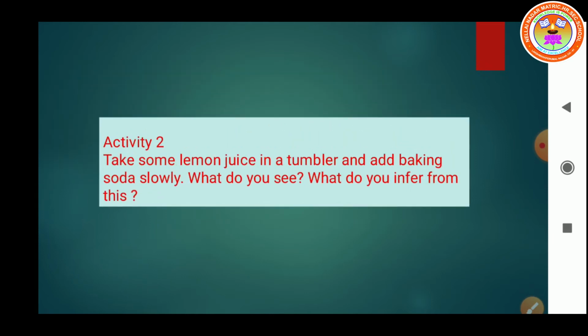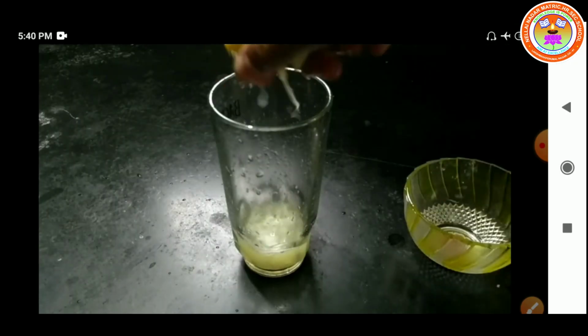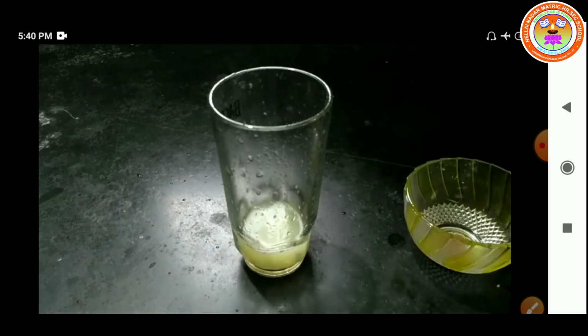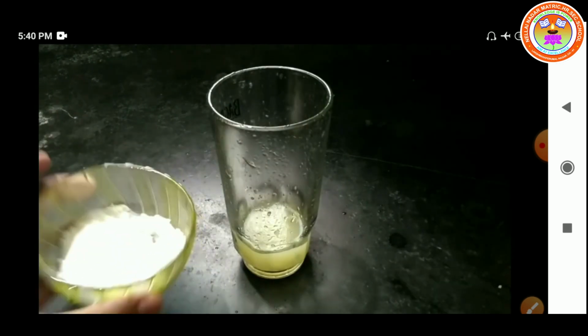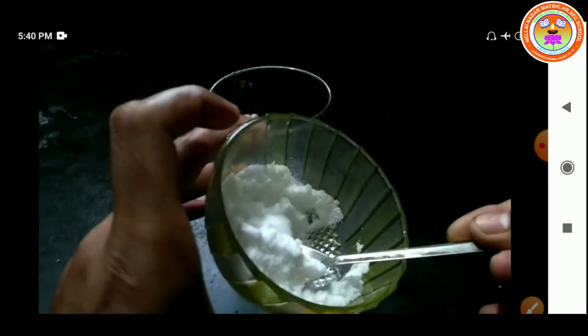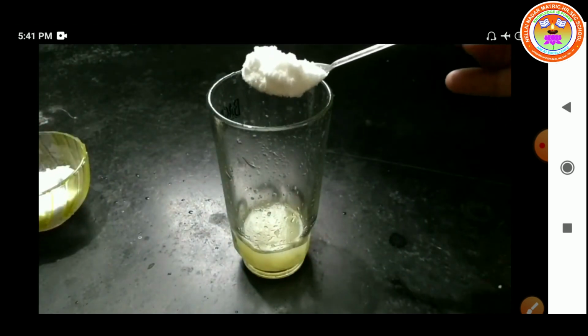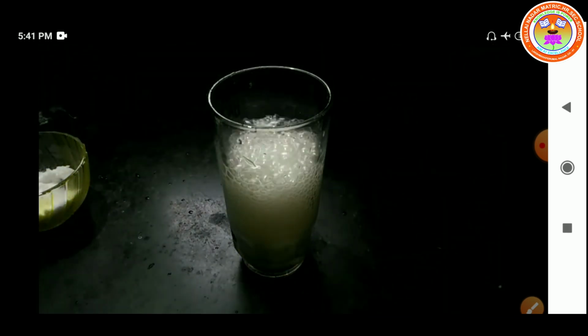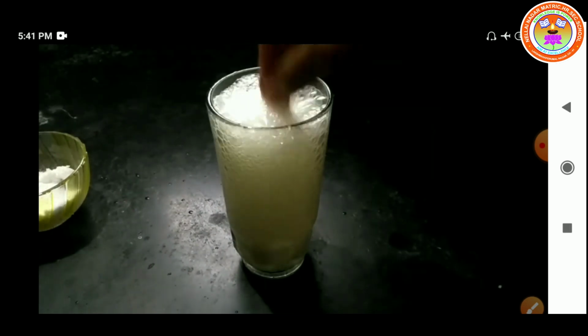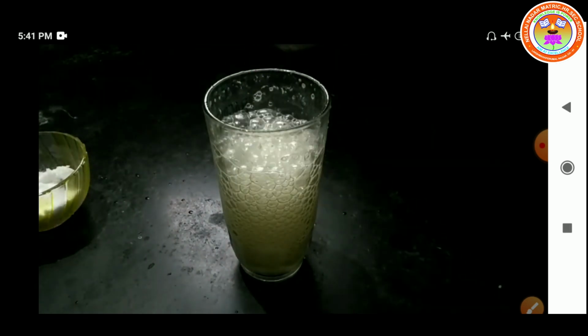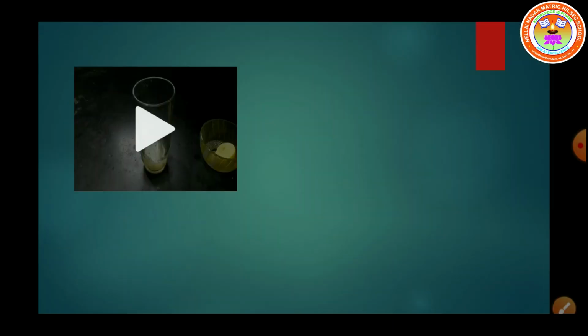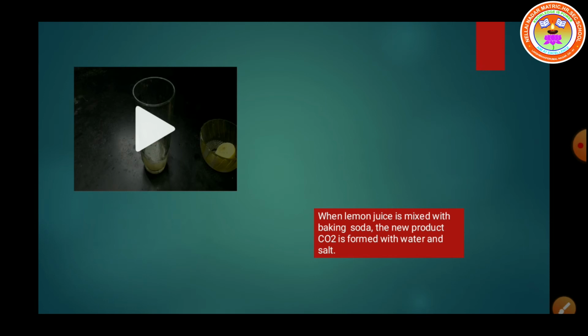In activity 2, take some lemon juice in a tumbler and add baking soda slowly. What do you see? See here. This is baking soda added to the lemon. What is happening here? Yes, brisk effervescence comes out. What is this? Explain.